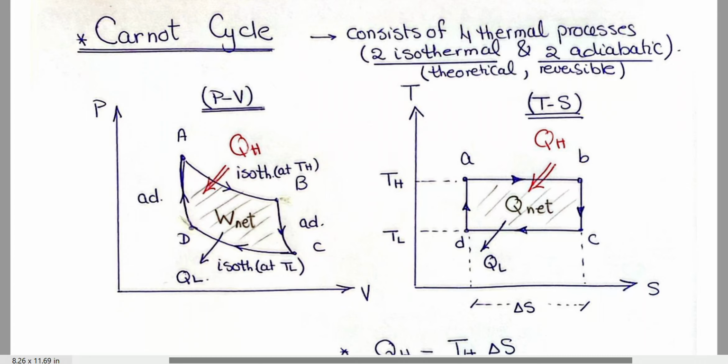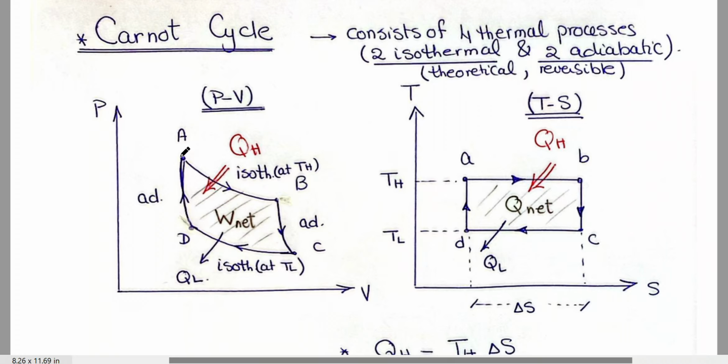One of the famous cycles used in thermodynamics, a theoretical reversible cycle, is the Carnot cycle. The Carnot cycle consists of 4 thermal processes: 2 isothermal processes as shown in the PV diagram, and 2 adiabatic processes as shown in the PV diagram.